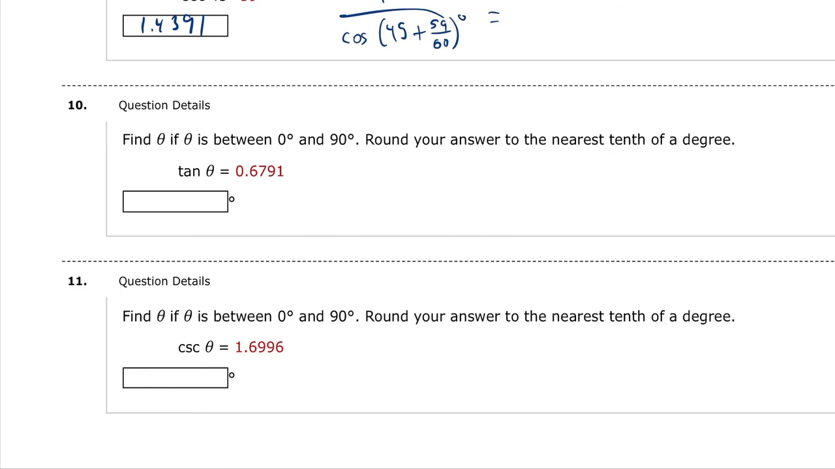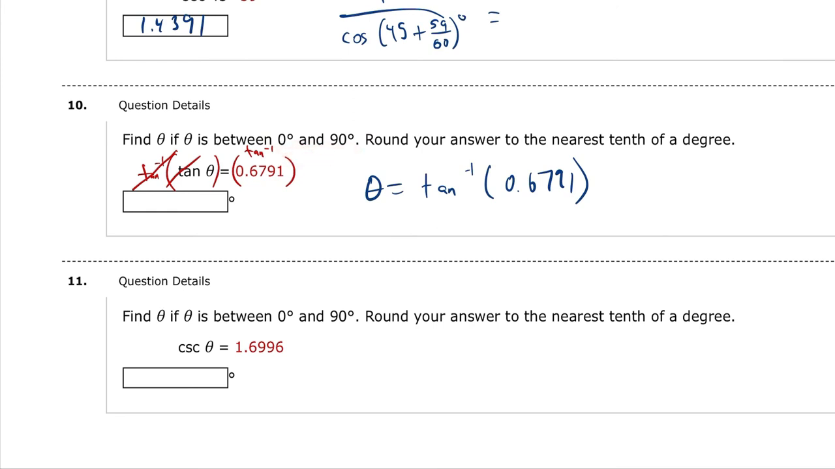Find theta if theta is between 0 and 90 degrees. So when you're asked to find the angle, in this situation, you need to take the inverse tangent of both sides. And that's how you get the tangents to cancel out. So you get theta is equal to the inverse tangent of 0.6791. And make sure you're in degree mode, once again, because they want us to be in degrees here.